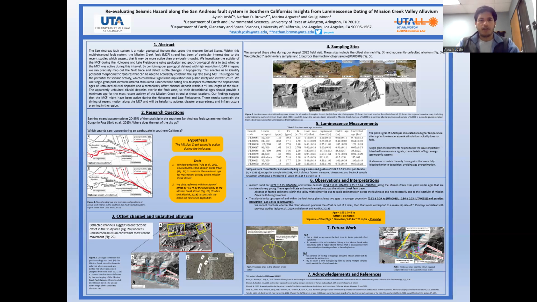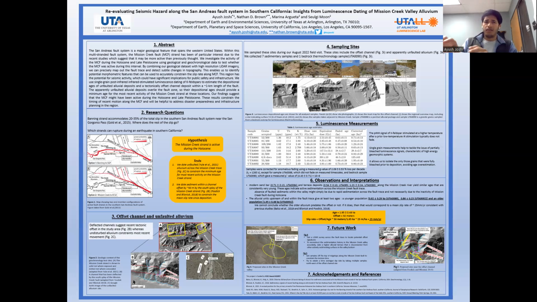So we believe that the Mission Creek strand is active and it has been active in the Holocene, which makes it even more important. So in order to test this hypothesis, we do two different kinds of analyses. We have identified two different sites, and we collect samples from these areas and we date them. So the first area is the Mission Creek Valley. So we take a bunch of samples from apparently unfaulted alluvial terraces in the Mission Creek Valley region.